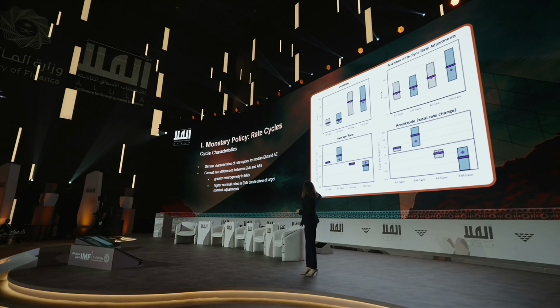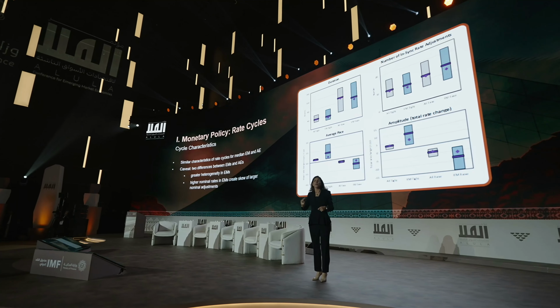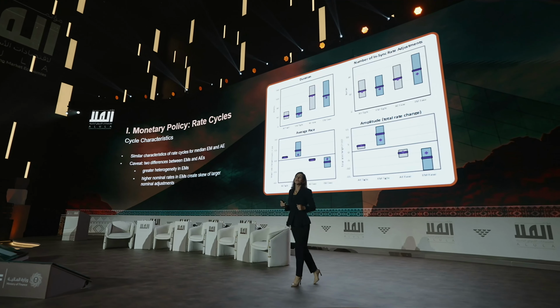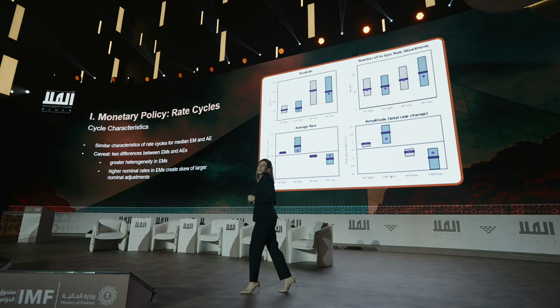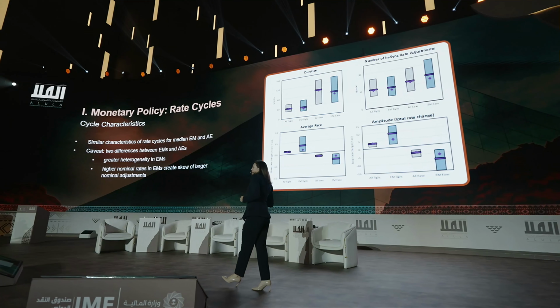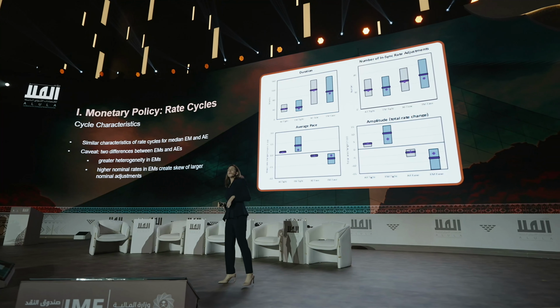And the first thing I want to point out is let's focus on the purple diamonds or the purple bars. These are the medians and means for advanced economies and emerging markets. And what should jump out at you is that those are basically the same across emerging markets and advanced economies, especially the medians. What that means is that the median, so middle of the sample, emerging market adjusts interest rates, tightens or eases monetary policy for the same length of time as advanced economies, the same duration. They make the same number of adjustments to their interest rates. They raise or lower interest rates at the same pace, and the total amplitude of rate changes is roughly the same.